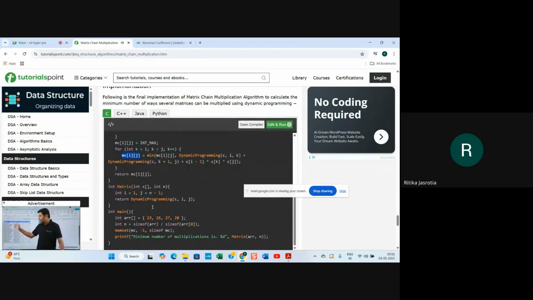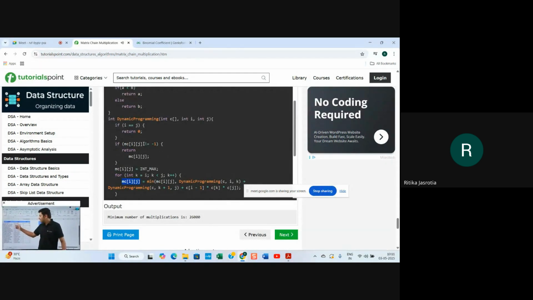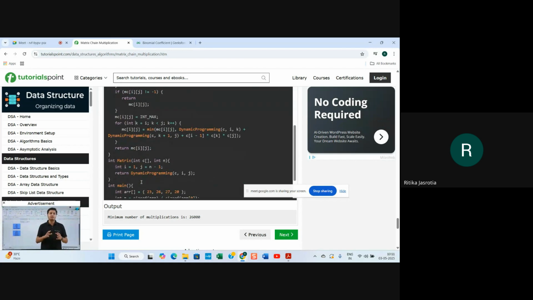You have checked that if it is not equal to -1, the value is not equal to -1, then you are returning this MC[i][j], and if it is, then you are keeping at MC[i][j] the maximum value, and then you are calculating that and finding out the minimum value that should be in the matrix.